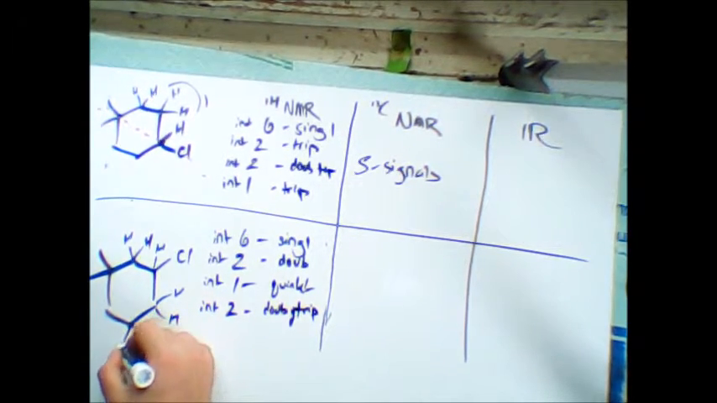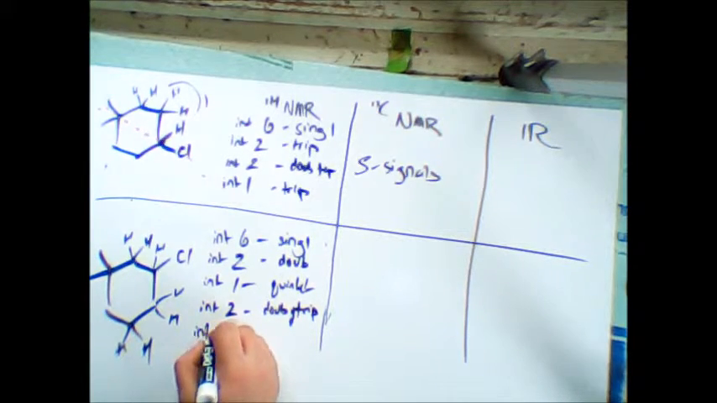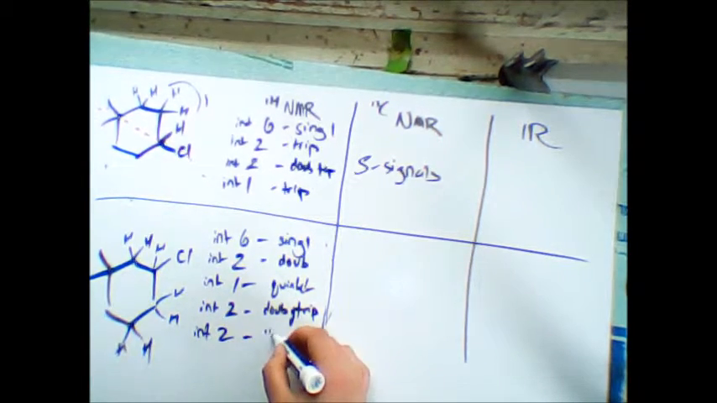Moving on, these guys, you can count it as a triplet of a triplet, or you can count it as a quintet. Functionally, it's going to look most like a quintet. It's not going to be exactly a quintet because they are slightly different. Well, okay, I'll get into that a little bit later. So, these guys have an integration of 2, and they're going to be a quintet.